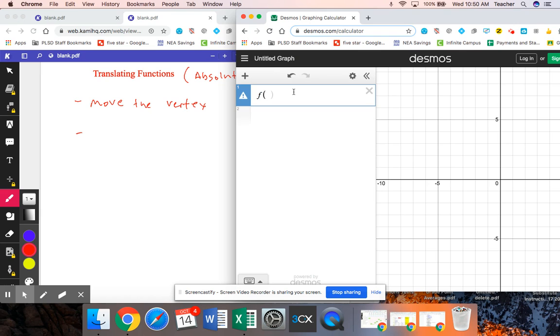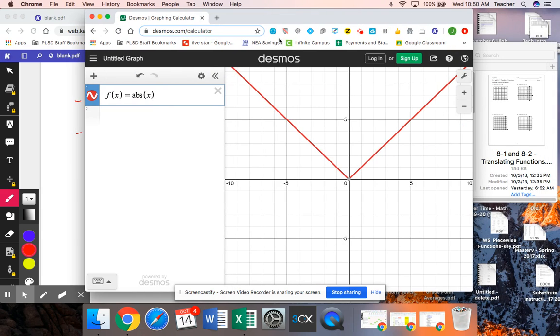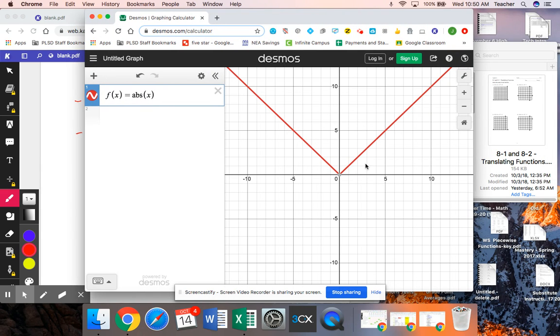So if I typed in Desmos, which is something that you might want to get used to using, I can type in the absolute value of x, and it gives me this function. That's the absolute value function. It's a V. It's a V shape.